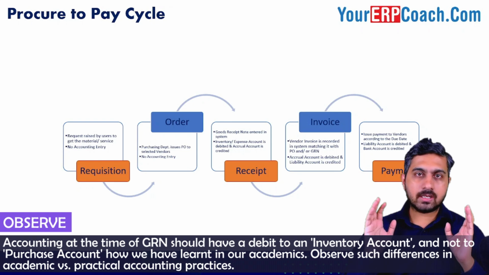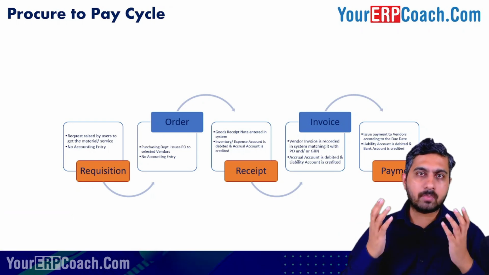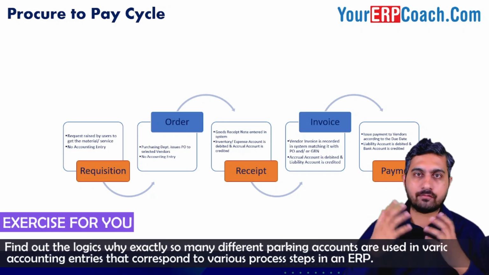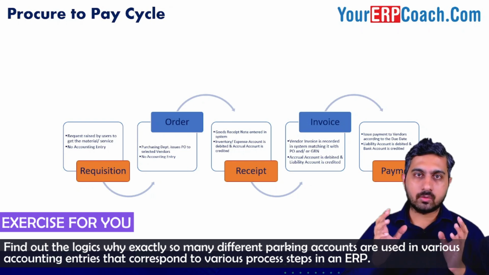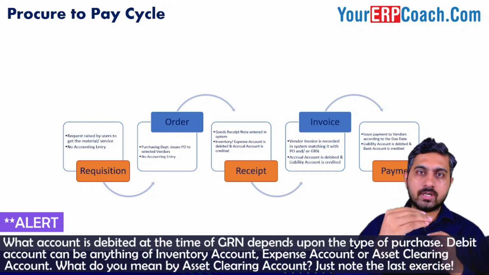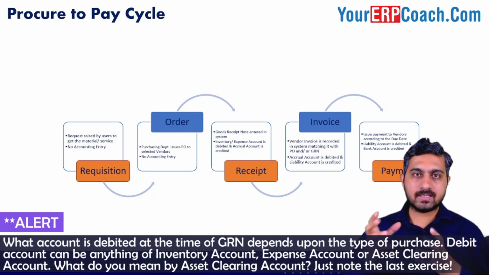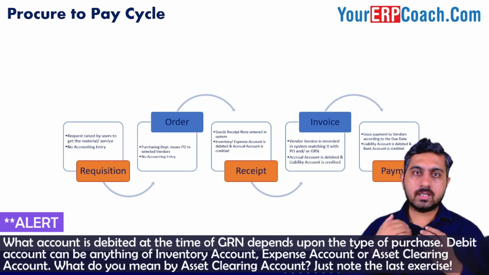Now, in this entire process, like P2P, O2C and so on, why exactly so many parking accounts are involved is again an exercise for you. You can find out what exactly is the purpose of involving all of these parking accounts. However, the accounting that should happen at the time of GRN is that the inventory account is debited, or any expense account, or any asset clearing account is debited, depending upon what exactly you are purchasing, and then the accrual or parking account is credited.